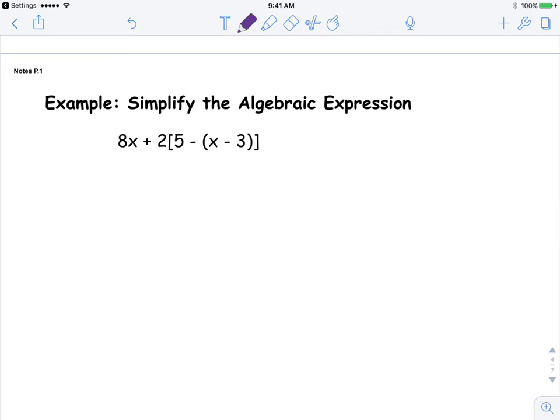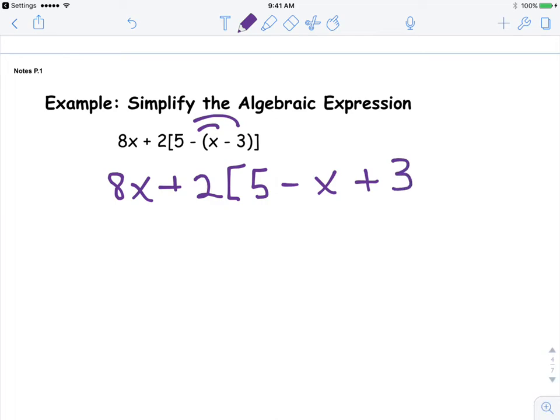Simplifying this algebraic expression, work in the innermost bracket first. That means we're going to distribute that subtraction sign, or that negative, through. So that's going to change the sign of the x and the -3. Then we're going to simplify that bracket, combining those like terms together. So 5 plus 3 will be 8.